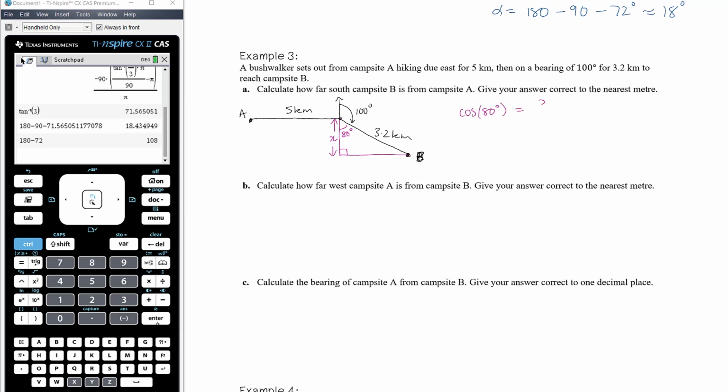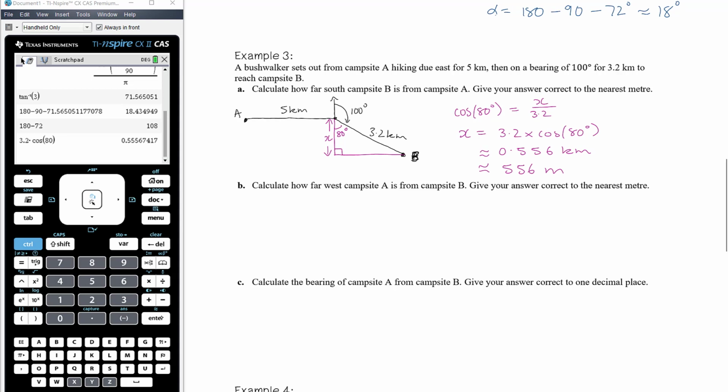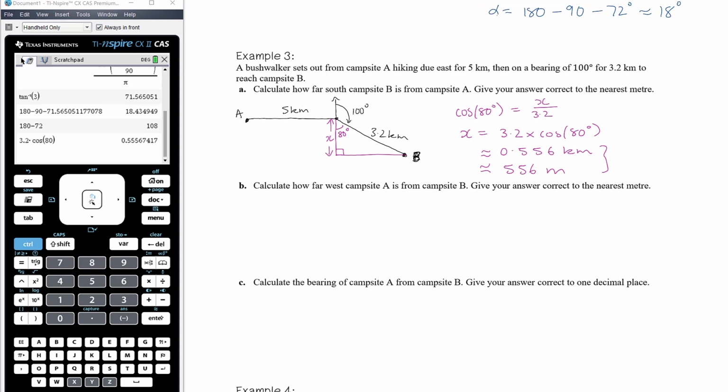Cos of 80 degrees is adjacent over hypotenuse, and so x is going to be 3.2 times cos of 80 degrees. Correct to the nearest metre, 3.2 times cos of 80 degrees. Now, our lengths are all in kilometres here, so this is 0.556 kilometres, which is 556 metres. So you can leave it in kilometres as long as you round it to enough accuracy to get it to the nearest metre. Either of these are correct, but you do need 3 decimal places in kilometres if you want your answer to be correct to the nearest metre.